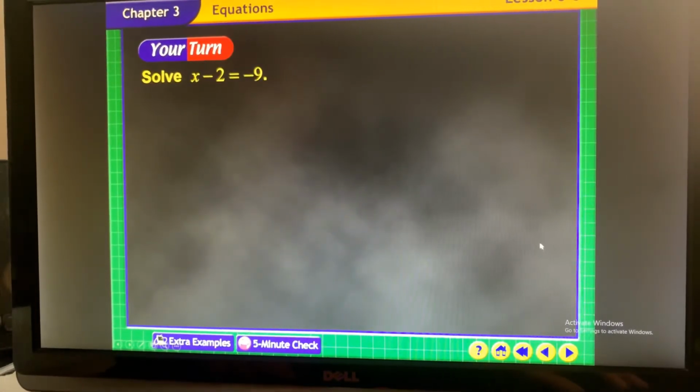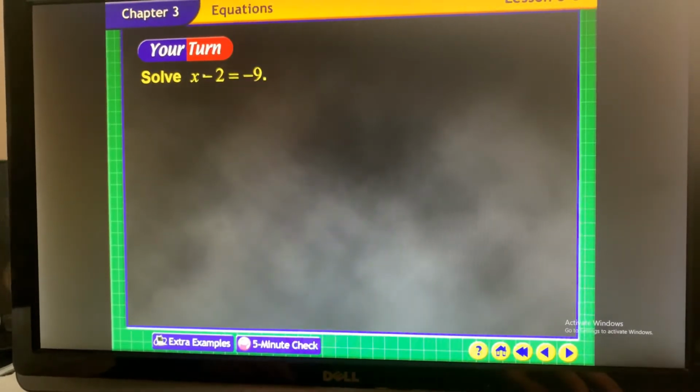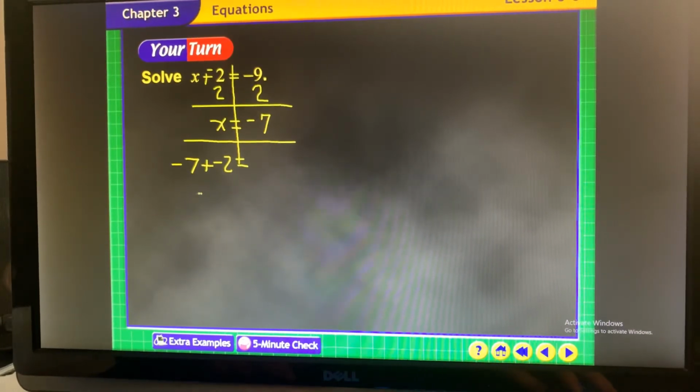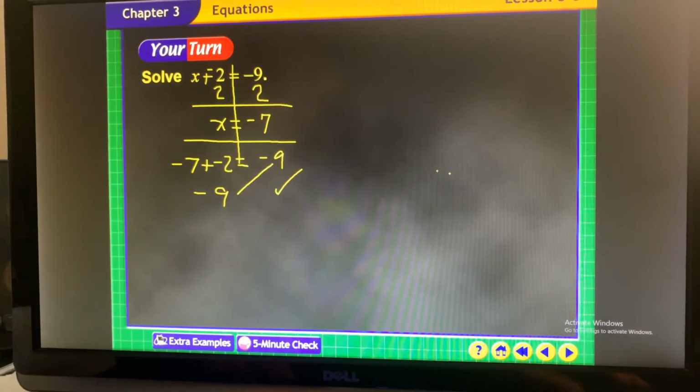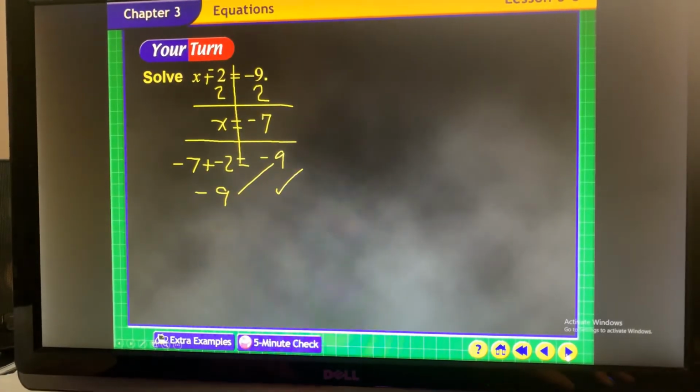Try that one on your own. You can pause it and try it. Plus negative 2. Additive inverse would be a positive 2. X is going to be equal to negative 7. Negative 7 plus negative 2. Does that equal negative 9? It does. It works. Check. They're pretty easy, and once you get going on them, I always call it mindless math.